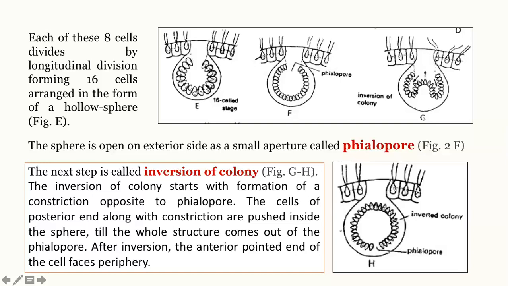So this is how the initial stages of daughter colony get formed by the formation of a gonadium.